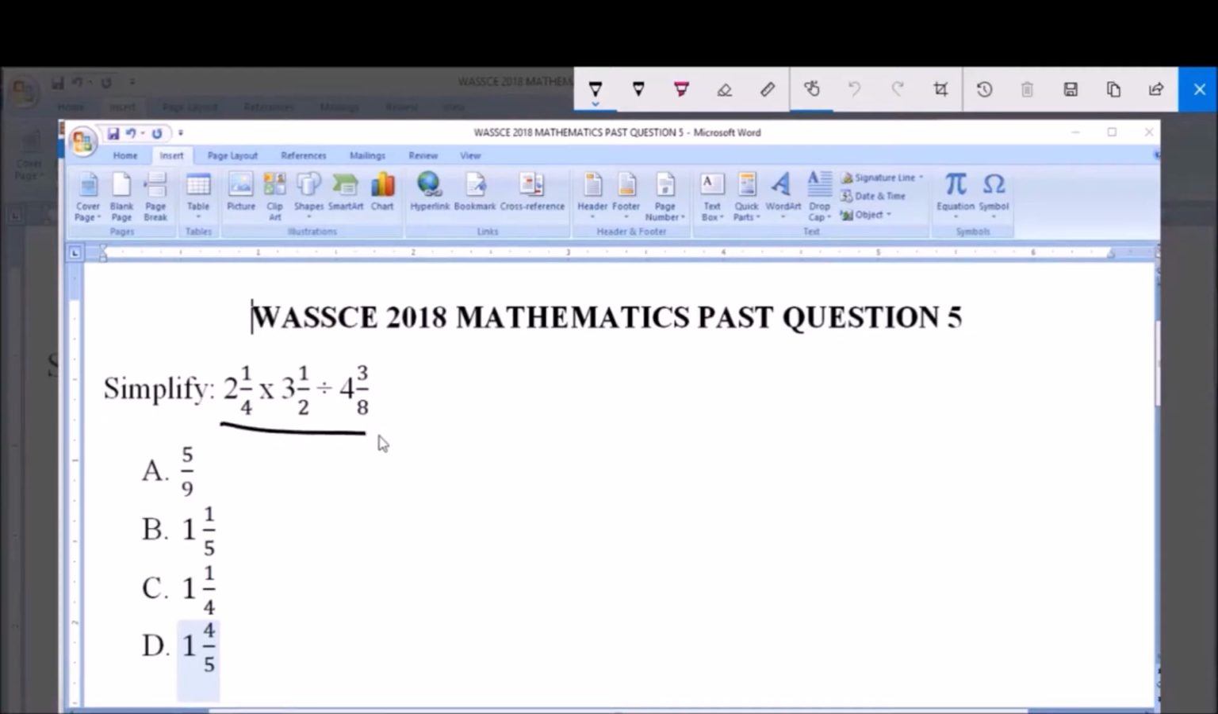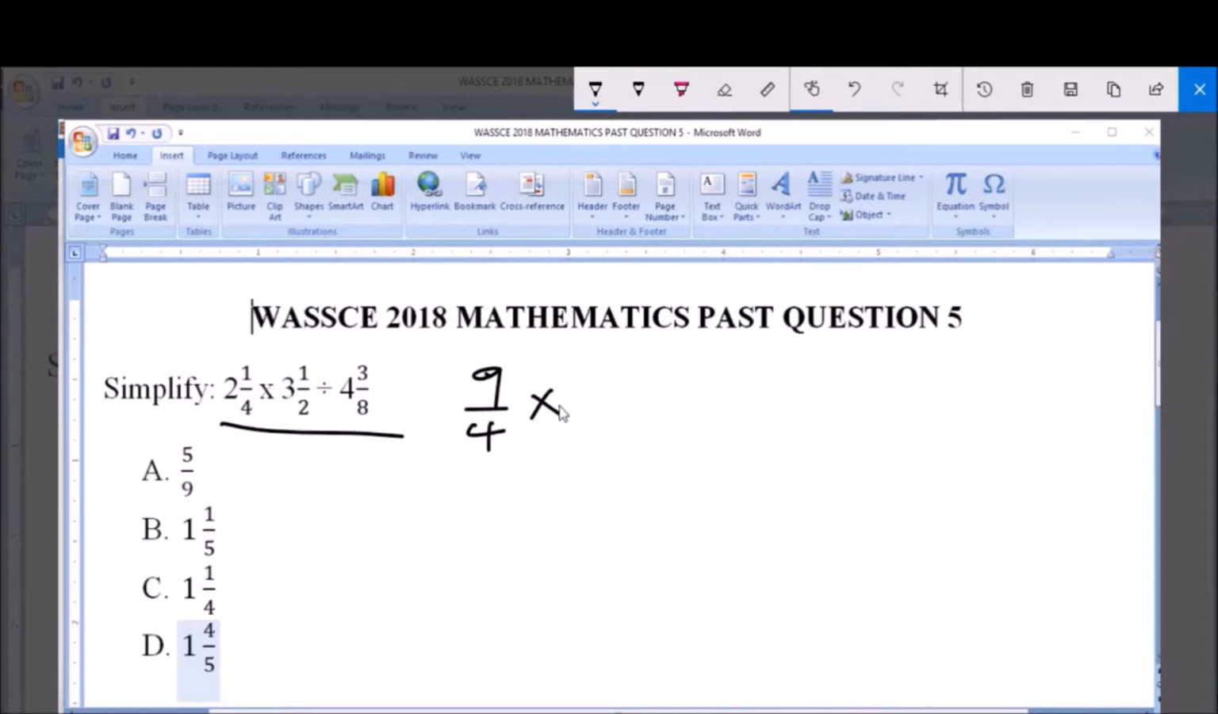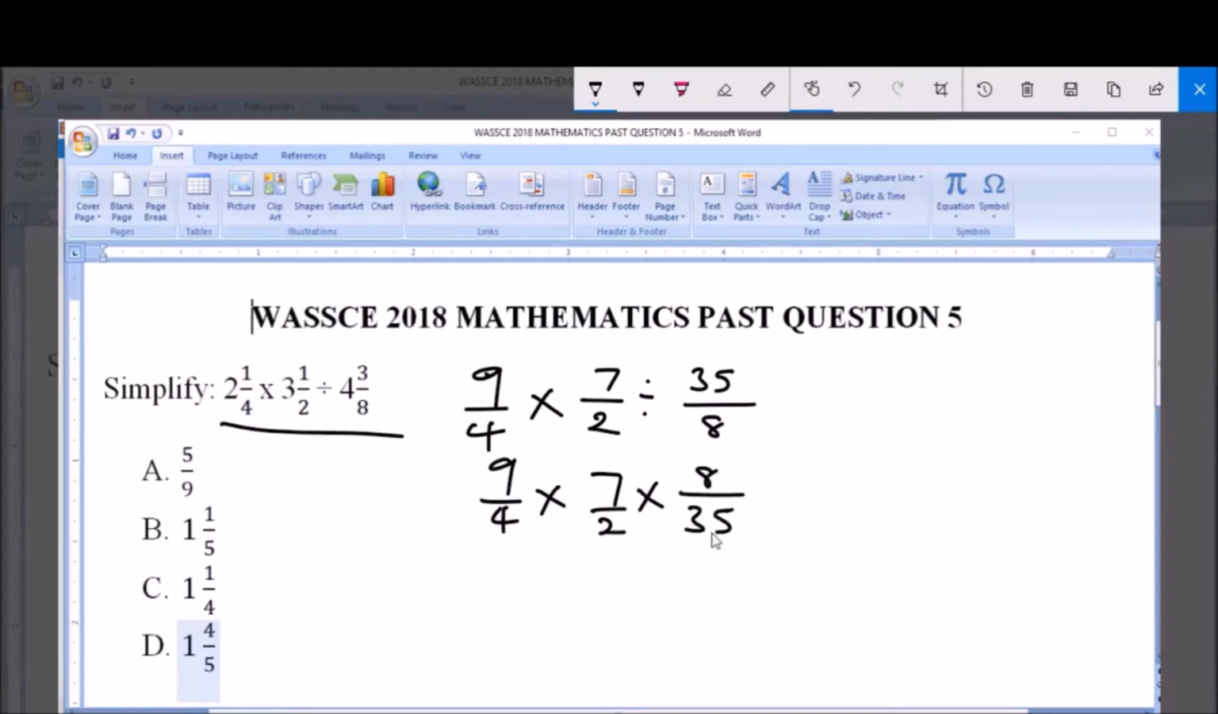Now we're given this expression and we're asked to simplify these fractions. Since these fractions are mixed numbers, we convert each of them to an improper fraction. For 2 whole number 1 over 4, we simply say 2 times 4 gives us 8, plus 1, that will be 9 all over 4, multiplied by, then the 3 whole number 1 over 2 will be 3 times 2, 6, plus 1, 7, that will be 7 all over 2, divided by 4 times 8 will give us 32 plus 3, 35, so 35 over 8. Now from here we say 9 over 4 multiplied by 7 over 2 multiplied by 8 all over 35.